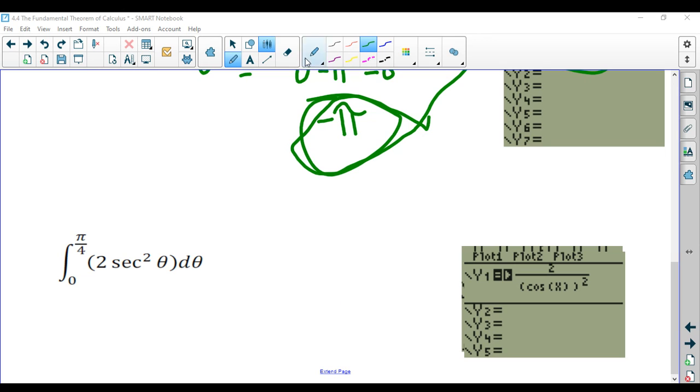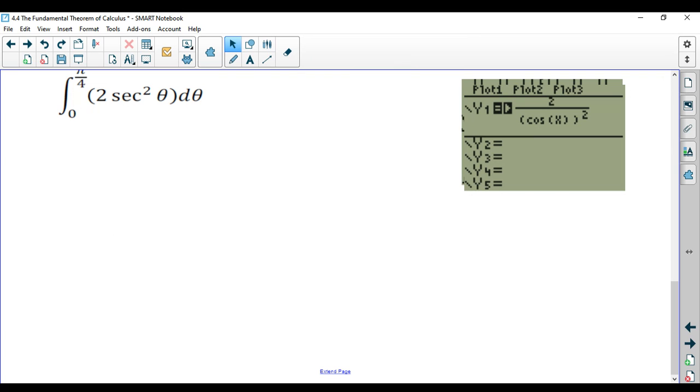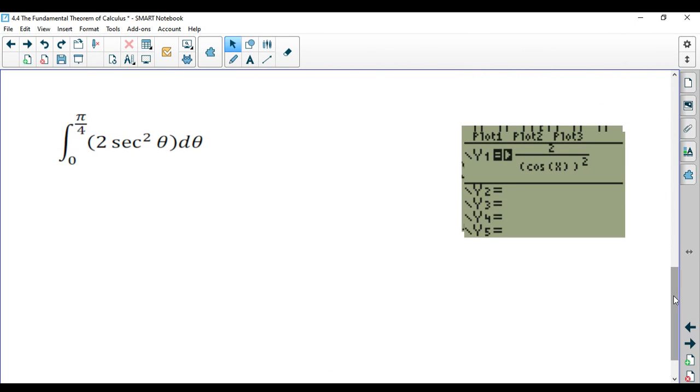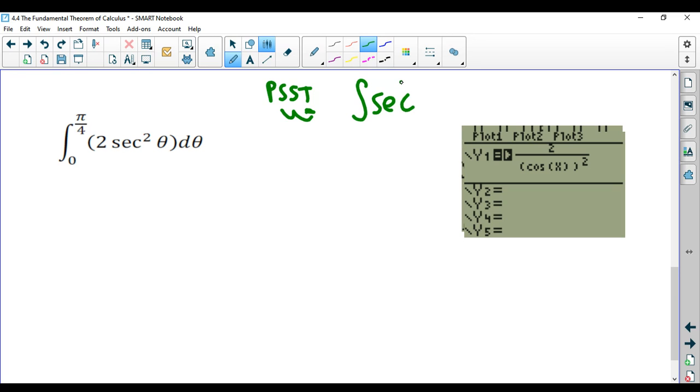Secant squared, which normally would be very scary, but we know the integral of secant squared. If I remember, it's, well, I forget, so let's use our little mnemonic here. The derivative of secant was secant tangent, so that's not going to help us. The derivative of tangent was secant squared, which means the integral of secant squared must be tangent. So that's going to be simple.